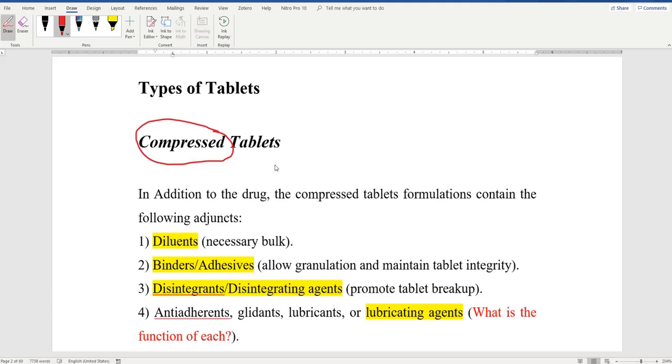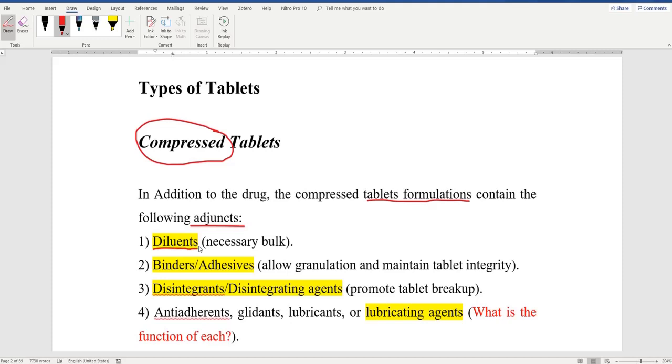Before we talk about these types, we need to talk about tablet formulation. So tablet formulation, in addition to the drug, contains adjuncts. Adjunct means something to help formulate the drug, to make the drug suitable, but it is inert, it doesn't give the action. Okay, the first ingredient here, an inert ingredient, is the diluent.